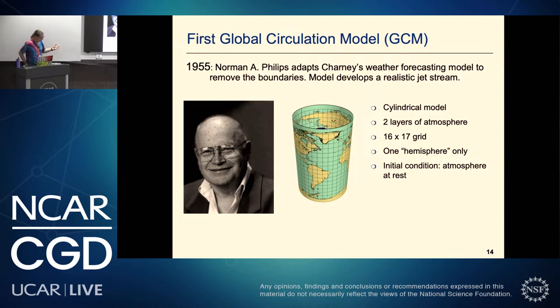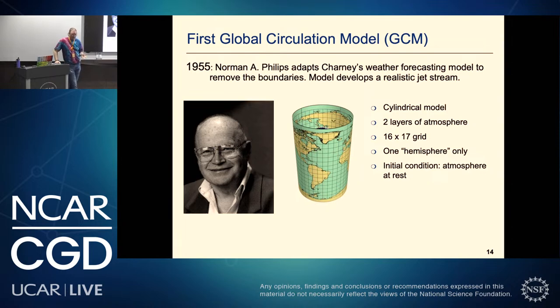But then, of course, what else came out of that work at Princeton? Norm Phillips took a two-layer version of Charney's model, but it's the same thing. It's essentially one variable, but now at two levels in the atmosphere. And he wraps around the ends of it to join the east edge of the grid up to the west edge of the grid in a cylinder, and doesn't worry about what's going on at the poles. He doesn't want to worry about polar convergence problems and what that does to your grid. That's way too complicated.